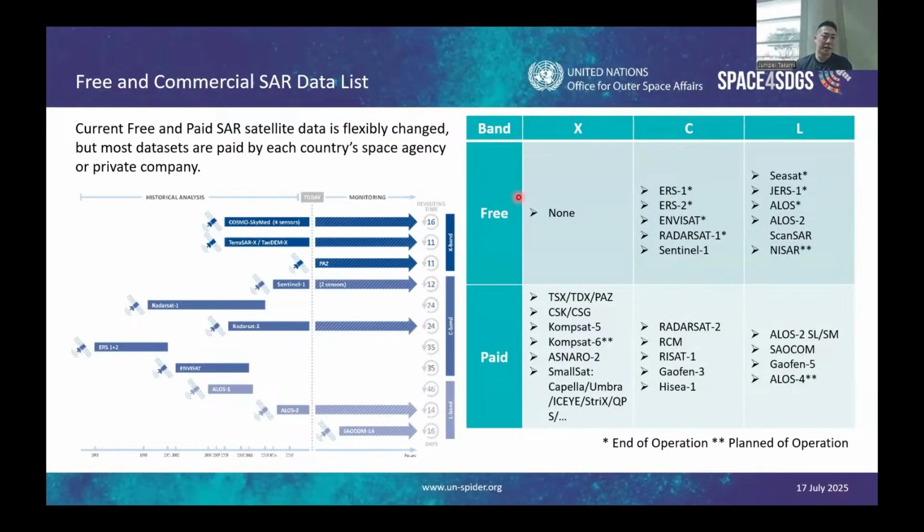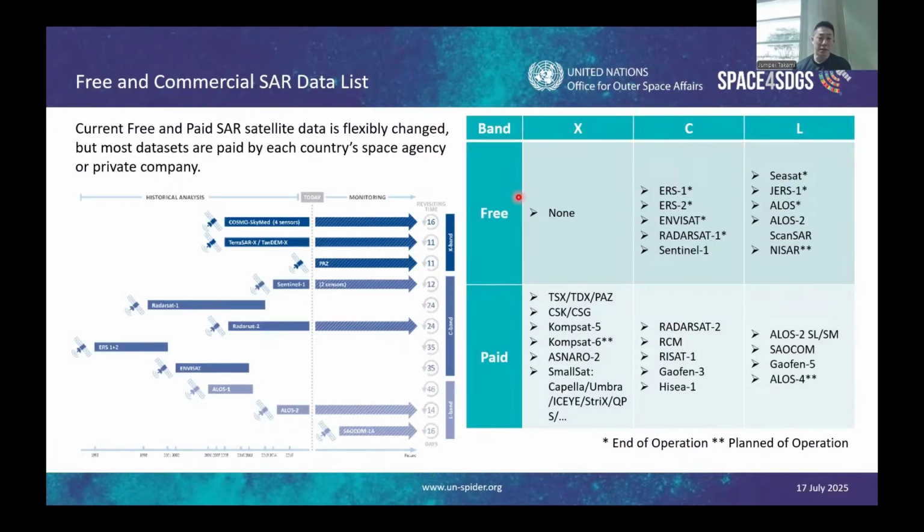Okay, so from the next one, what kinds of SAR data are we using? This is a list of the free and commercial SAR, synthetic aperture radar, satellite datasets. The current free and paid SAR satellite data changes flexibly, but most datasets are paid, provided by each country's space agency or the private sector.